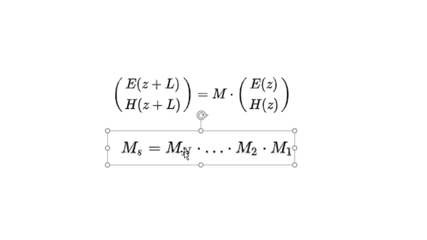So if I have a multi-layer structure with n different layers, then the total transfer matrix, which would take E and H to some point E and H through the entirety of the multi-layer structure, I just take the matrix product of multiple transfer matrices and find this total transfer matrix that's going to allow me, if I knew E and H on one side of the multi-layer structure, to calculate E and H on the other side.